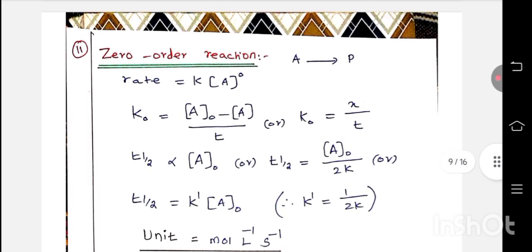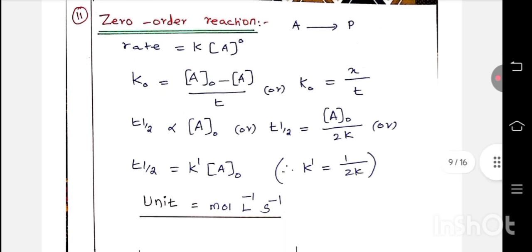11th. Zero order reaction, A gives P, rate equal to K, concentration A power 0. The reactions that proceed independent of the concentration of the reactant are called zero order reactions. The rate constant K naught equal to A naught minus A divided by T, or K naught equal to X by T. The half-life period of the zero order reaction, half-life period directly proportional to the initial concentration of the reactant, or T half equal to A naught by 2K, or T half equal to K prime A naught.